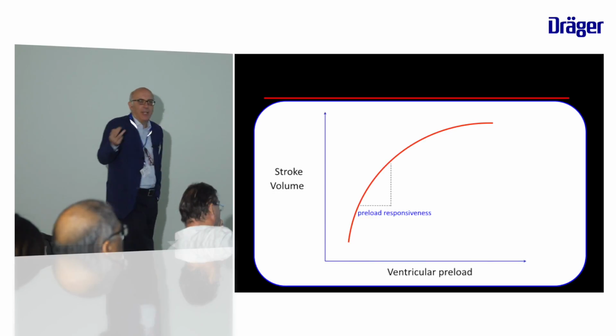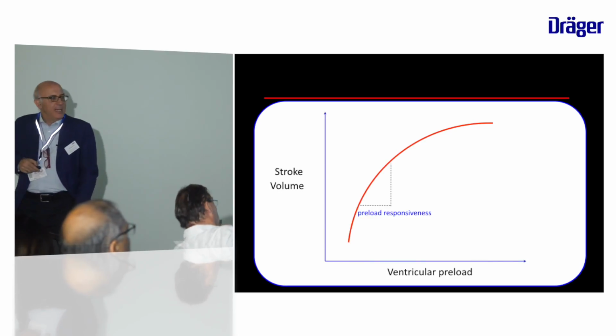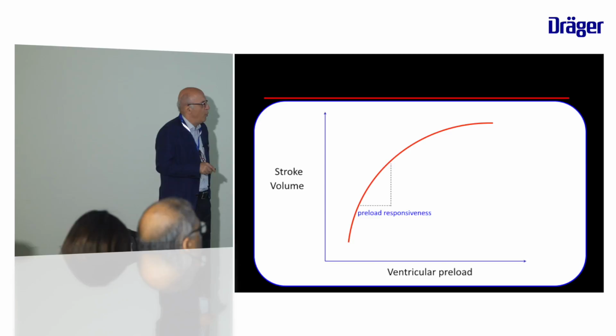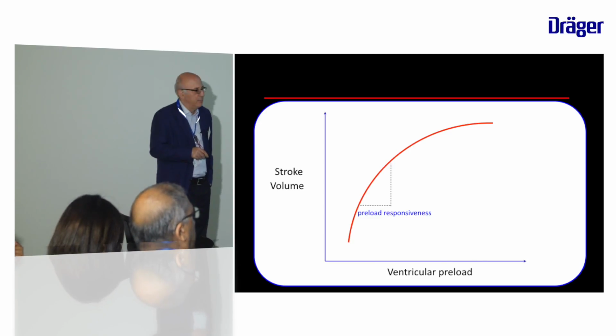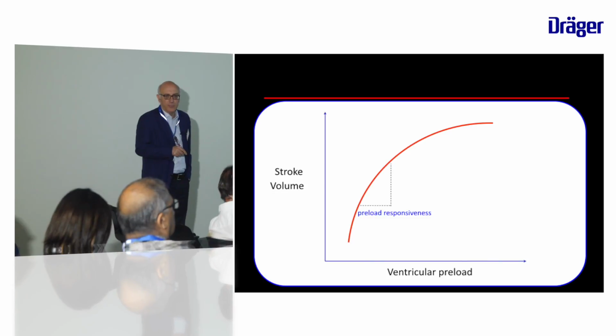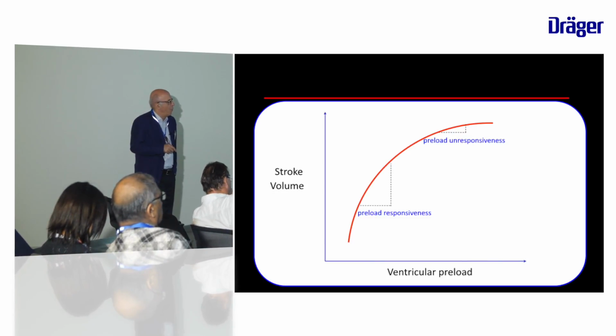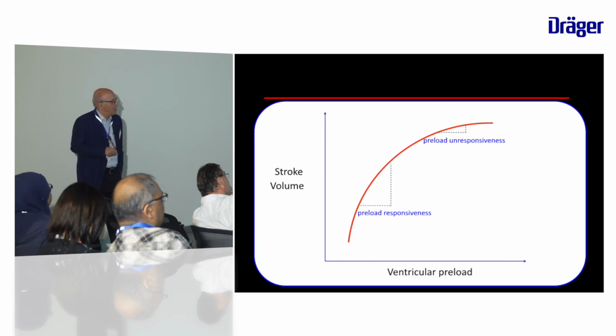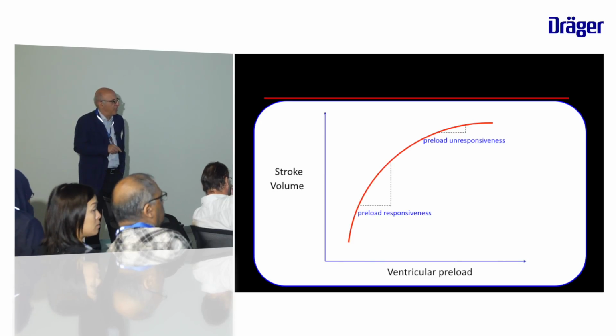In general, good preload responsiveness is when you increase the ventricular preload and you have an increase in the stroke volume. When you are not responsive, you are expected to be on the flat part of the curve. So when you have an increase in the preload, you have not much increase in the stroke volume, okay? This is a so-called patient fluid responsive. This is a patient not fluid responsive.